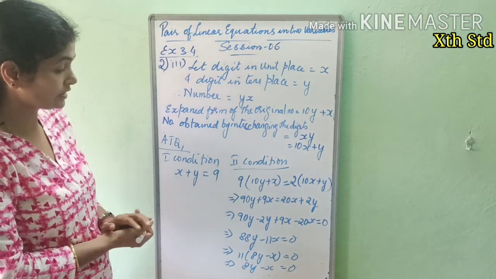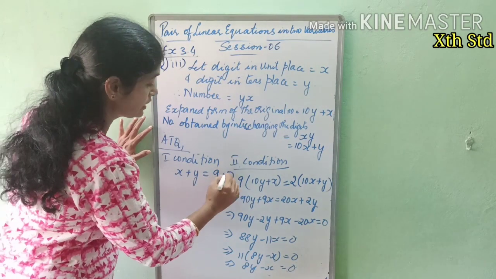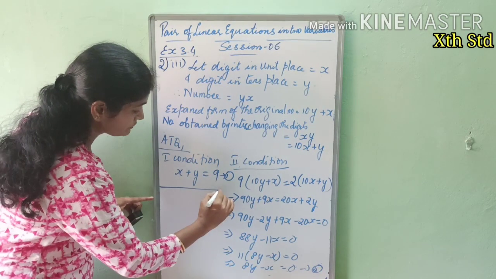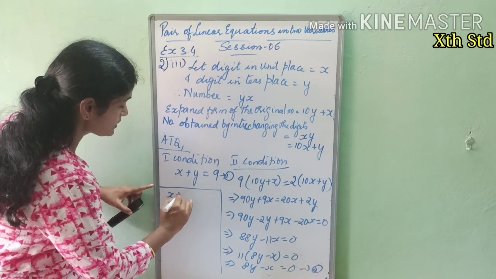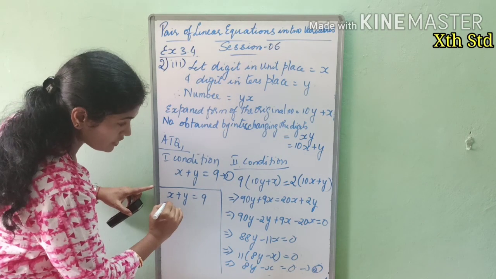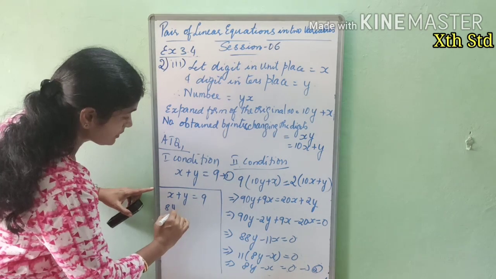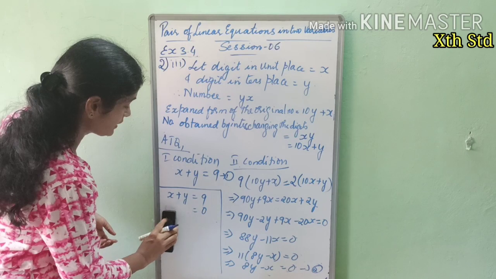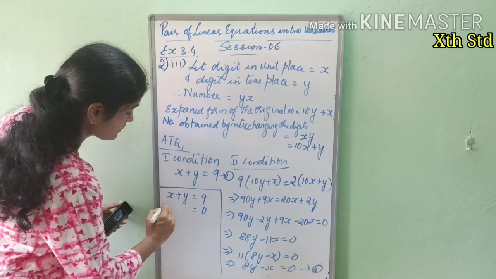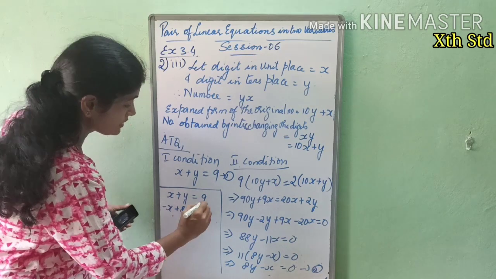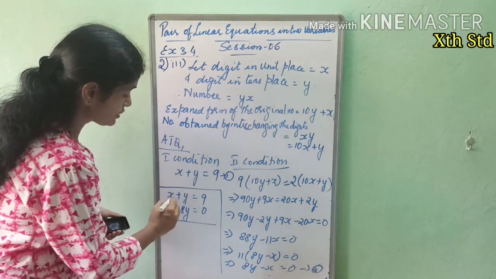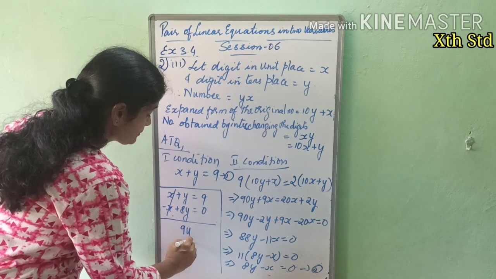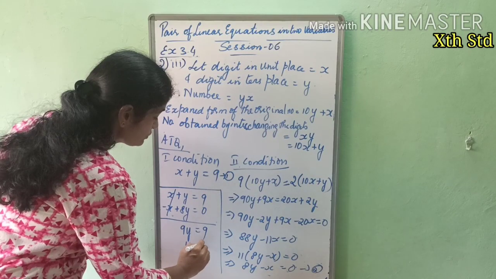Now we have to solve this. Which are the two equations? This is equation 1 and this is equation 2. So let's try to solve that. Here we will solve. Equation 1 is x plus y equal to 9. Second equation is 8y minus x equal to 0. So we will write accordingly, minus x plus 8y is equal to 0. The coefficients of x are already the same, so we add the equations. Then this becomes 9y is equal to 9. So y is equal to 1.